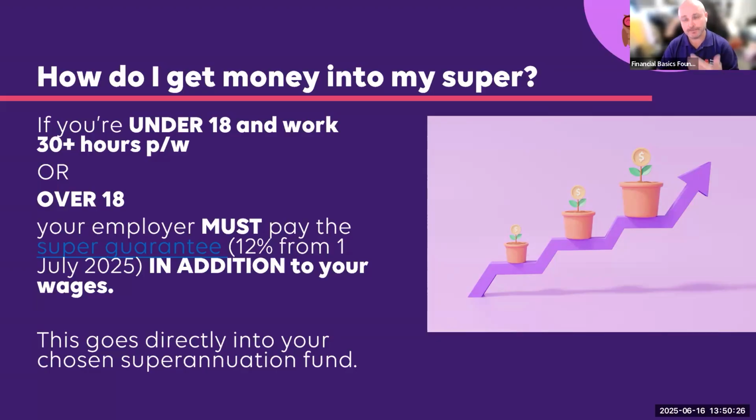Look at your payslip and do a little bit of research and ask for help if you think something's not quite right, because your employer should not be taking money away from you to put in super as just part of your normal employment conditions. It should be extra funds in addition into your super, that 12% of what you earn. And that goes directly into the superannuation fund.